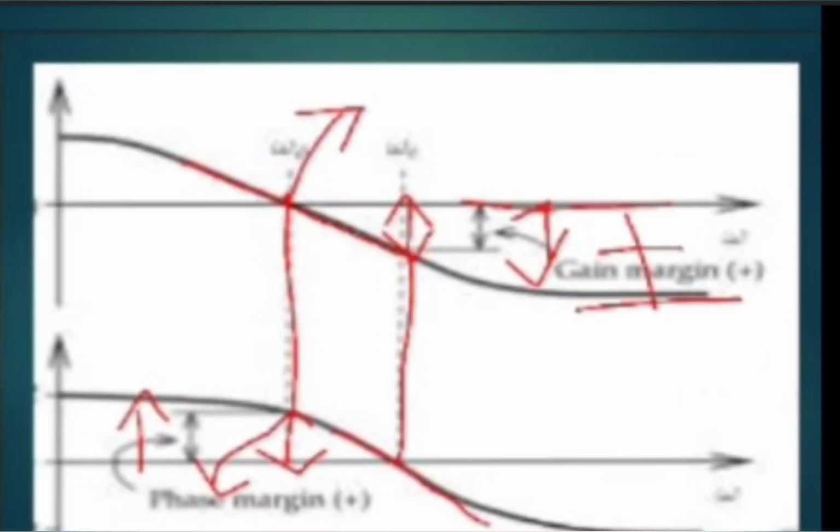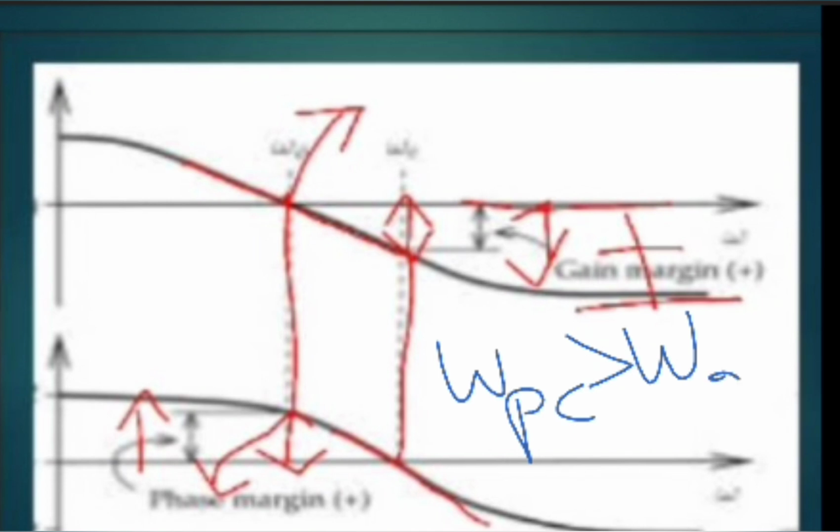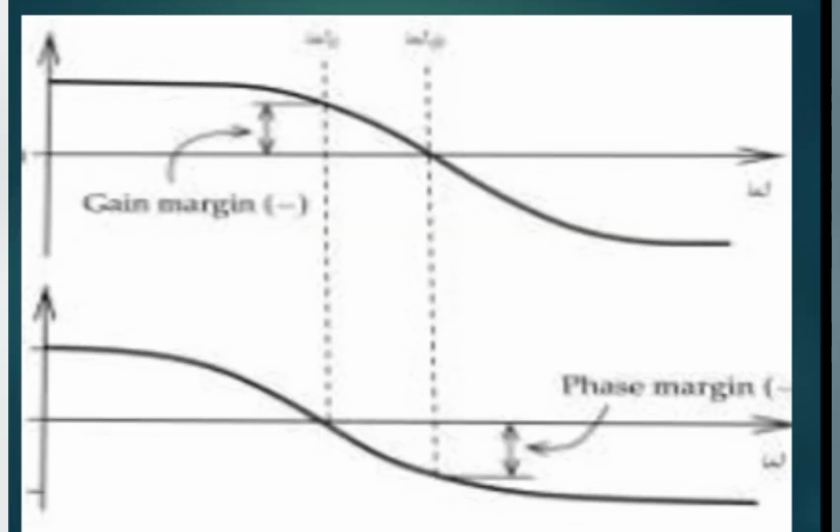Here if you observe, the value of WPC is greater than the value of WGC. So this also gives the system stability. In this plot we can see that the magnitude plot crosses the 0 decibel line at this particular point, which is WGC, and then we find out the angle for the phase plot.